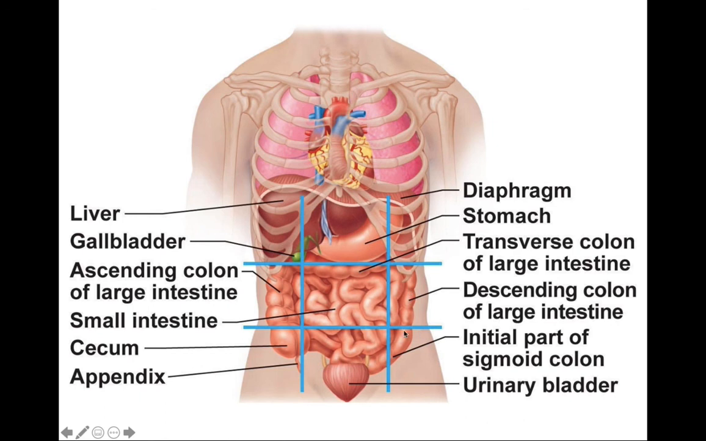The sigmoid colon truly is found between the left inguinal region and our hypogastric region. While it is found in both of these regions, again, I want you to follow the lines. The urinary bladder can be found here in the hypogastric region as well, and it is from the urinary bladder and the sigmoid colon that we will release waste from the body. The urinary bladder allows urine to flow out through the urethra, and the sigmoid colon eliminates waste through the anus.